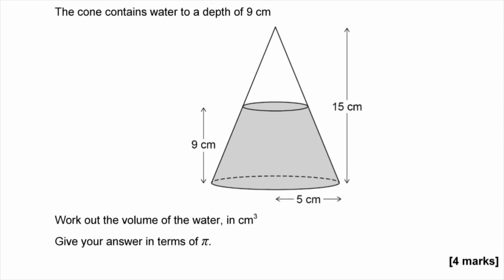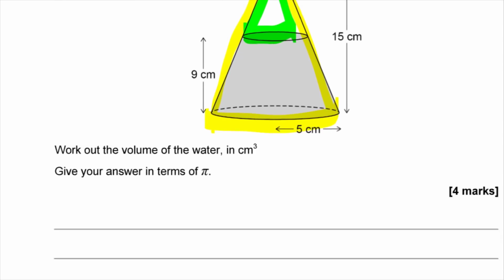Okay, so basically we're trying to find the volume of that frustum part at the bottom. Now a frustum is made up of a cone with a cone taken off the top. So if we can work out the volume of the entire cone, this one, and then take away the volume of this smaller cone, we'll be left with the volume of the water. That's the plan.